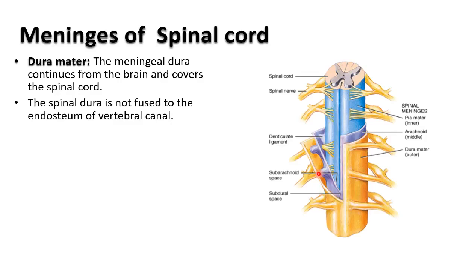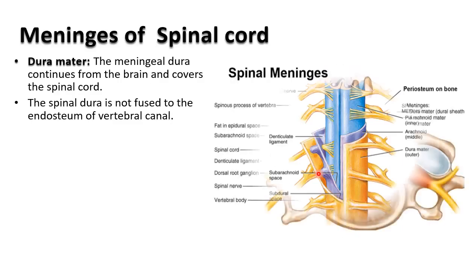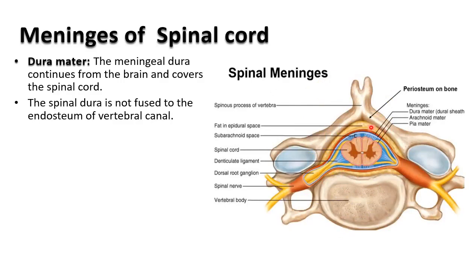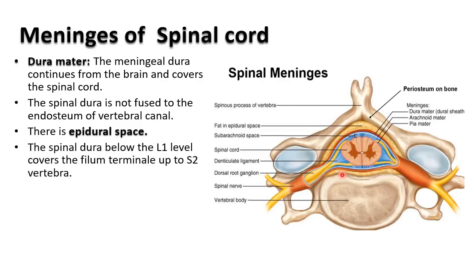Between the vertebral canal and the dura mater, there is a space called the epidural space. That brown one is the dura mater. Between the dura mater and the bone, the endosteum of the vertebral canal, you have the epidural space. It is filled with fat, and you also have the internal vertebral venous plexus in this epidural space. This epidural space is of clinical importance. I will come to it in the clinical aspects.